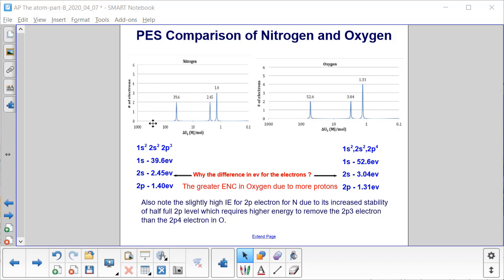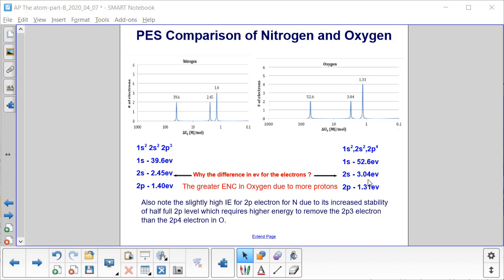So this peak right here is the 1s electrons at 39.6 electron volts or megajoules per mole. Here it's 52.6. The 2s electrons are next, 2.45 for these 2s electrons. And in oxygen, it's a little higher, 3.04.